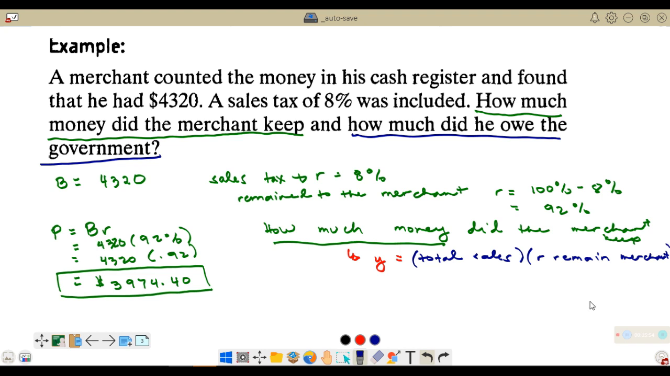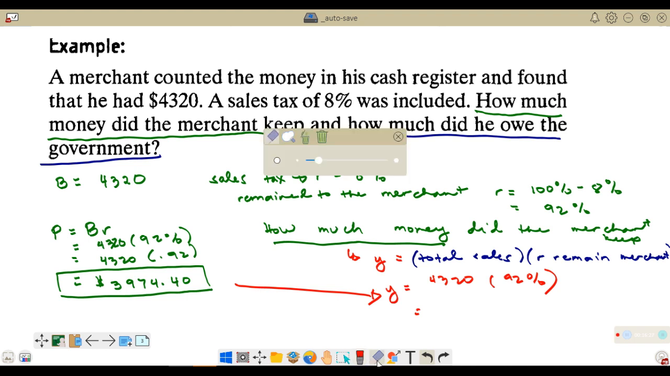Mga keywords na lang yung sinusulat ko ha. So, we can write this as y is equal to total sales, 4,320, times yung natira kay merchant, 92%. Parehas lang yung magiging sagot nyo dyan. Ano lang yung nagkaiba? Instead of using symbols na PBR, we used variables. And the variable we set is y. Parehas lang yung magiging sagot. Di ko na siya itutuloy ha, kasi ito lang din naman yung lalabas dyan. Ngayon, lipat tayo sa pangalawang problem. So, clear ko muna ito.